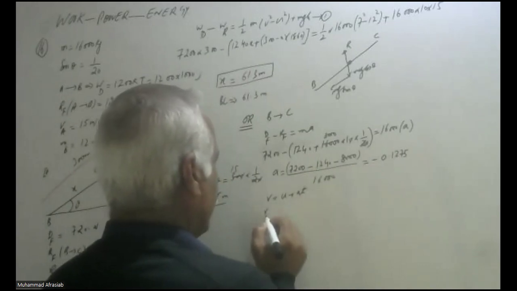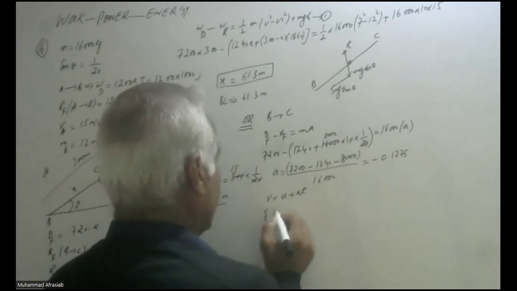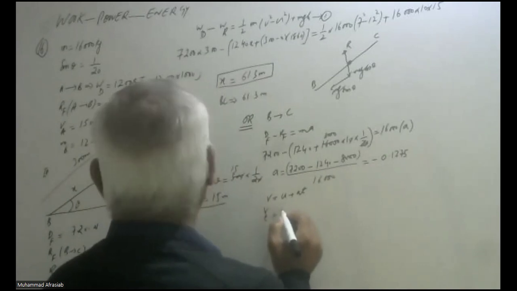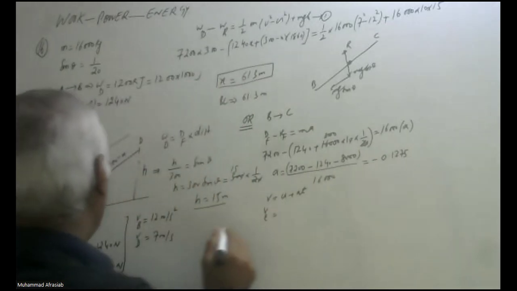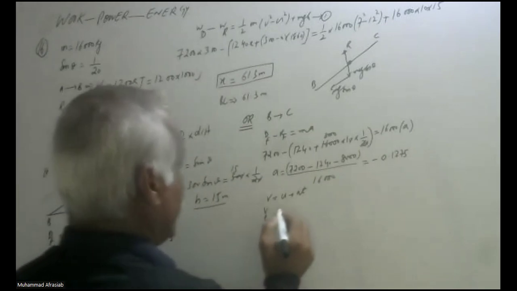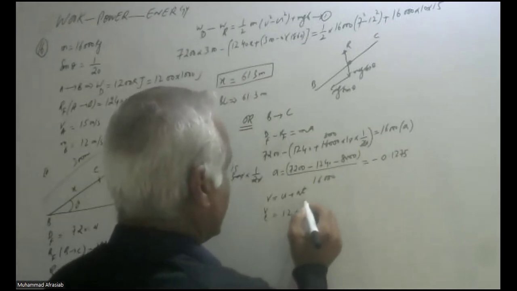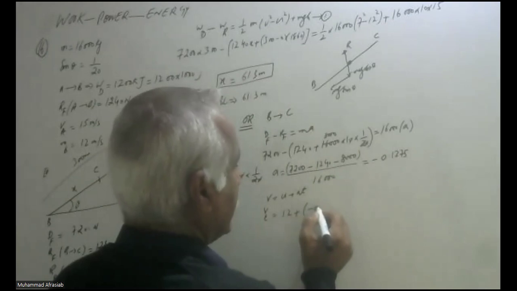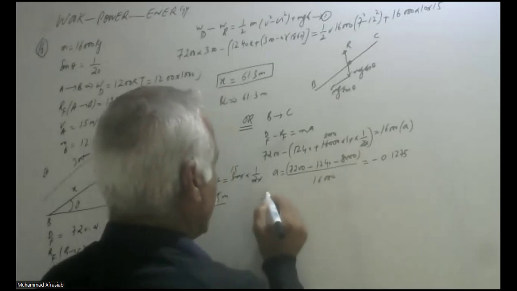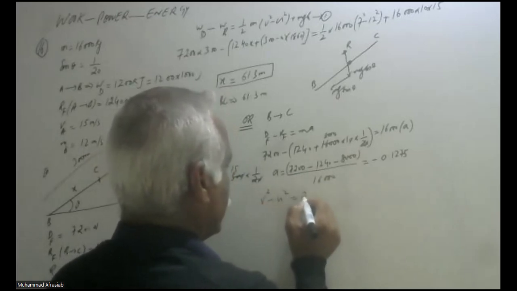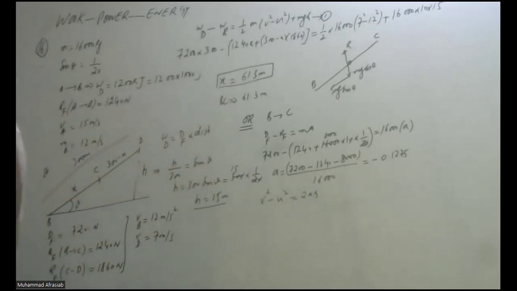So V at C is equal to U, that is given there, which is the speed at B, that is equal to 12, plus acceleration there is minus 0.1275. Instead of using this, we can use this part, V square minus U square is equal to 2as, because time was not mentioned there. So we are going to use this equation of motion.